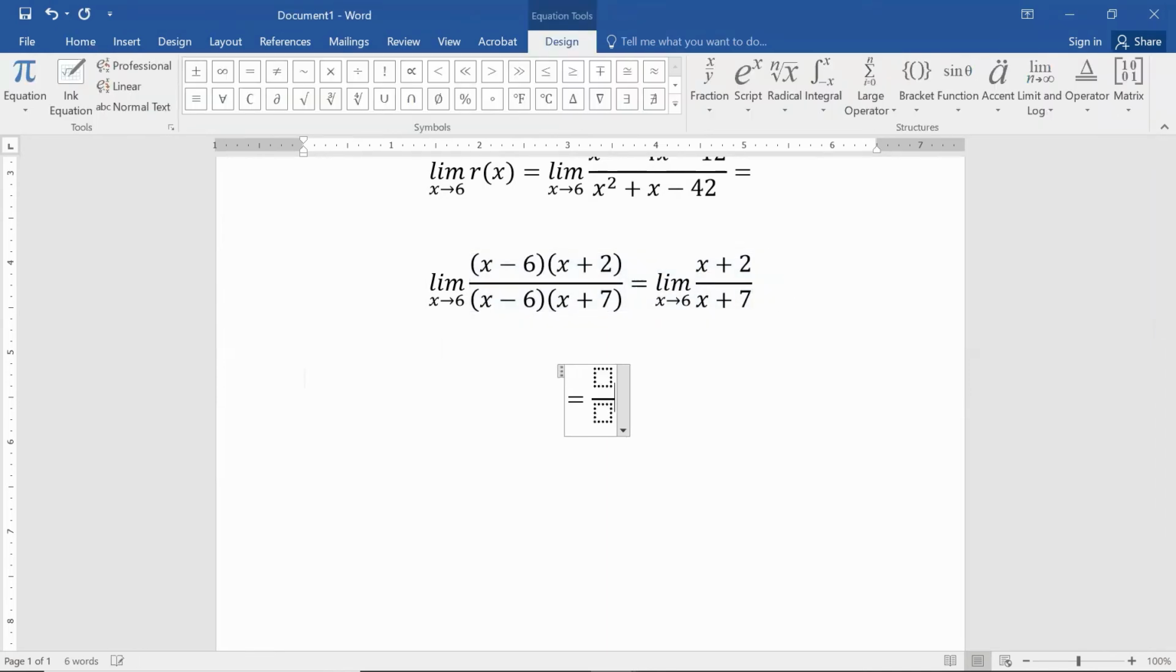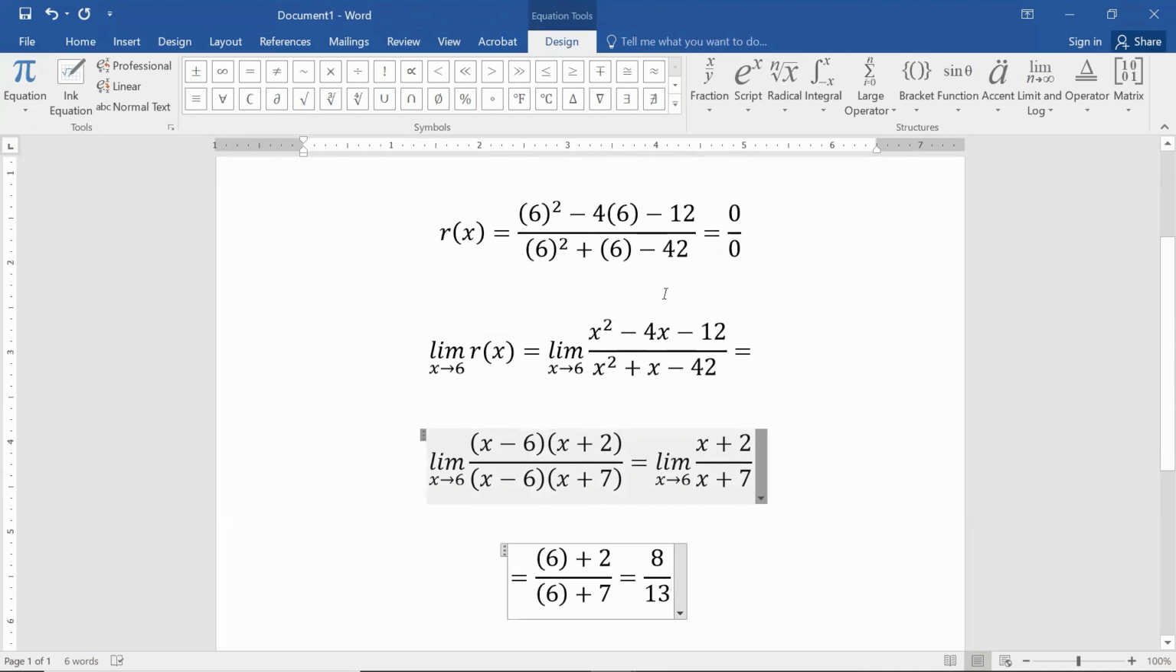At this point, we can say this is a nice rational function where we don't get 0 in the denominator when I plug in the number 6. So I can simply plug in the number 6 on the top, plug in the number 6 on the bottom, and get a fraction of 8 over 13 as my final answer. So the limit as x goes to 6 of this r of x is 8 over 13.